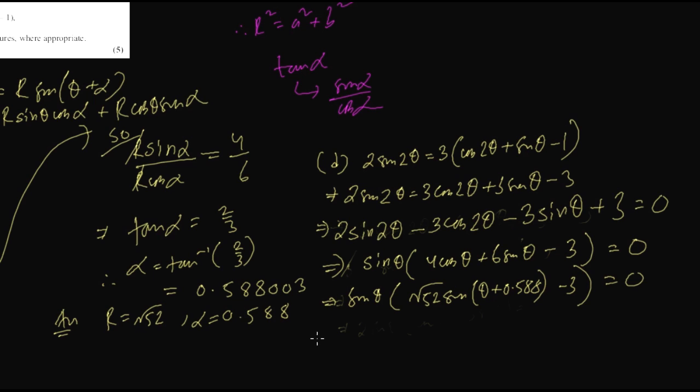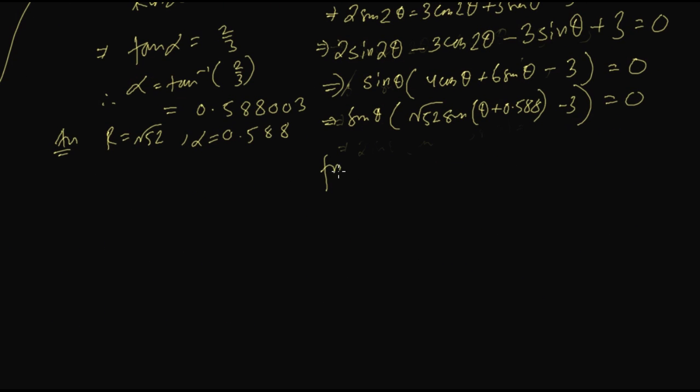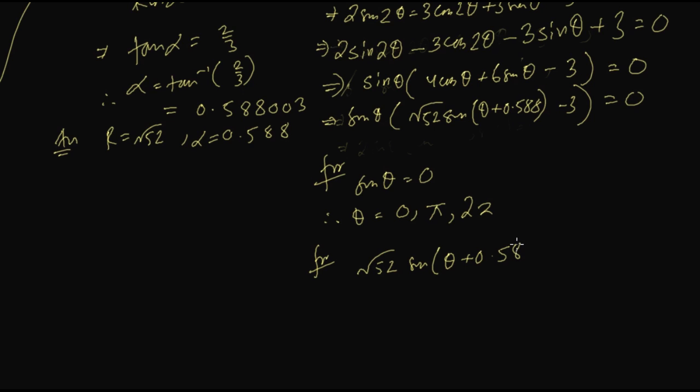So we have now two situations. For sine theta equal to 0, we know when sine theta is 0, it is 0 degrees, 180 degrees meaning pi, and 360 degrees meaning 2 pi. For square root of 52 sine of theta plus 0.588 minus 3 equals to 0, so we can write sine of theta plus 0.588 equals to 3 by square root of 52.